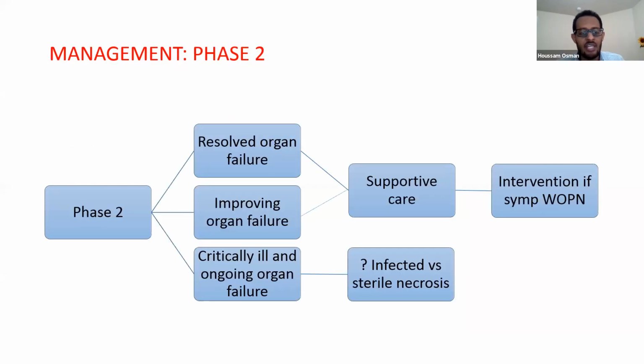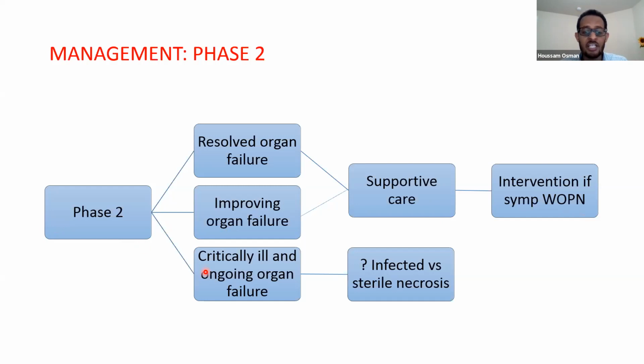Moving to phase 2. When they approach phase 2, these patients either have resolved organ failure or improving organ failure. We continue with supportive care, and then we intervene if they develop symptomatic walled-off pancreatic necrosis. That's the delayed phase, and we said we're not going to talk about phase 3, we're going to focus on phase 2. If they are improving and don't have evidence of infection, we continue supportive care and intervene if they develop symptoms. It's not based on size. It's not the 6 centimeter or 7 centimeter, whatever the size of the fluid collection. Later on, it's dependent on symptoms.